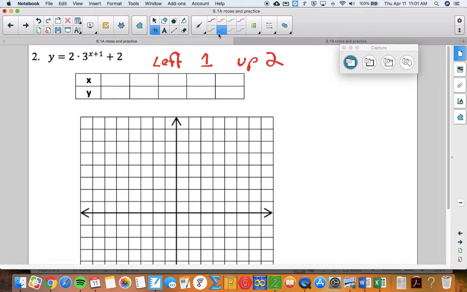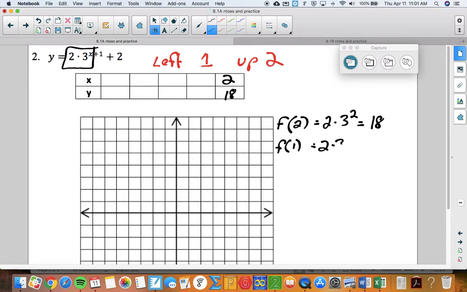All right, so now let's talk about 2 times 3 to the x. When x is 2, before we do that shift that we talked about, we would calculate this and we get 18. When x is 1, we're going to get 6. (1, 6) will be a point.